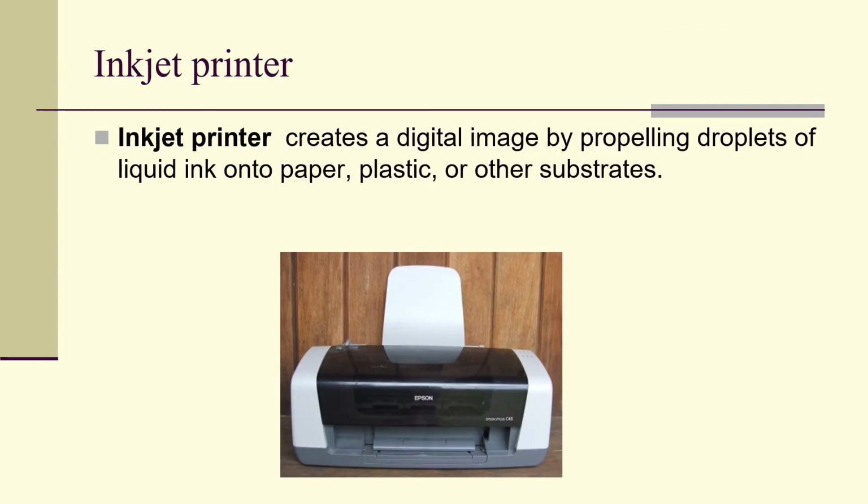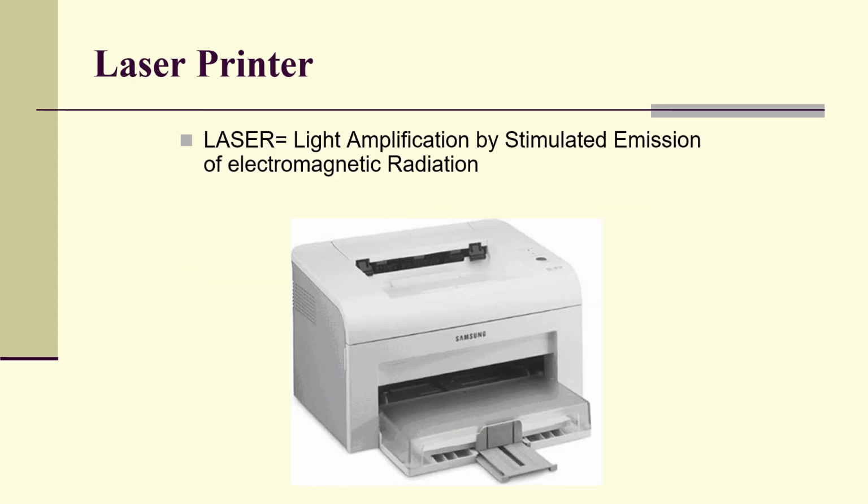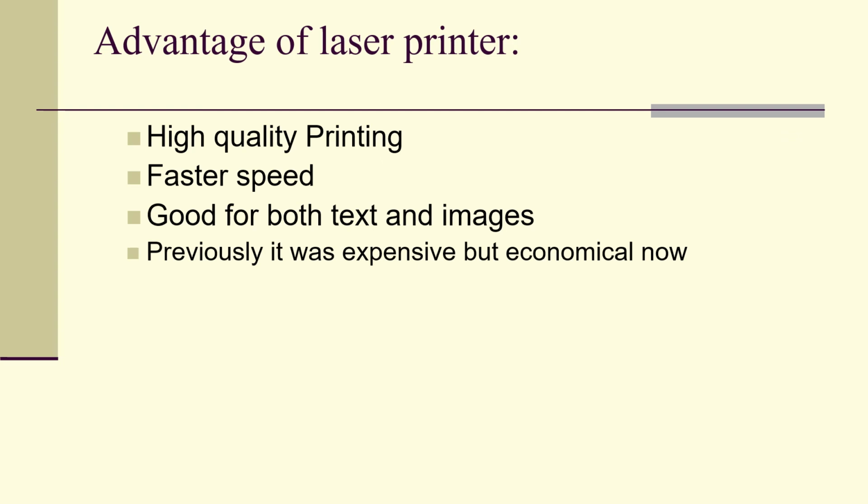Inkjet printer creates a digital image by propelling droplets of liquid ink onto paper, plastic, or other substances. Inkjet printers are the most commonly used type of printer. Printing photographs is also possible but expensive. Inkjet printer provides good quality printing. Laser printer uses laser technology. Laser means light amplification by stimulated emission of radiation. Laser printer provides high quality printing. It has faster speed. It is good for both text and images. Previously, it was very expensive but economical now.